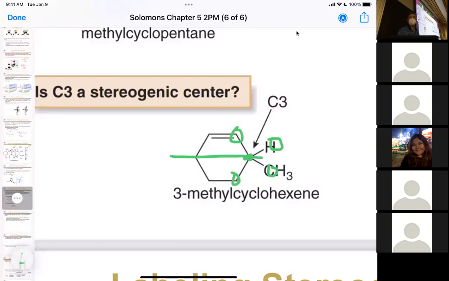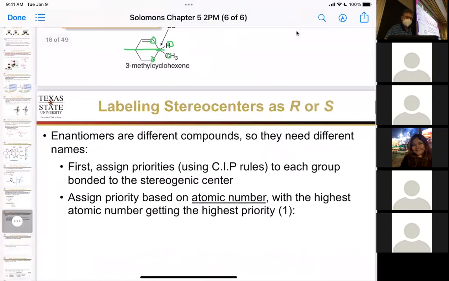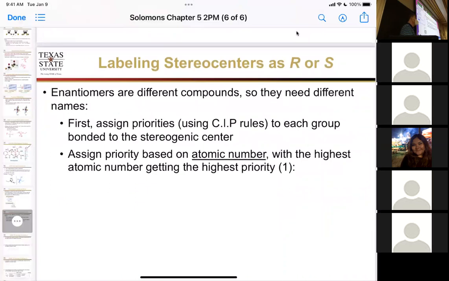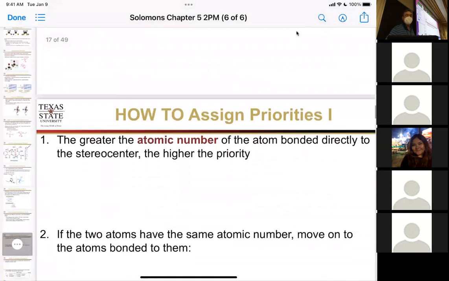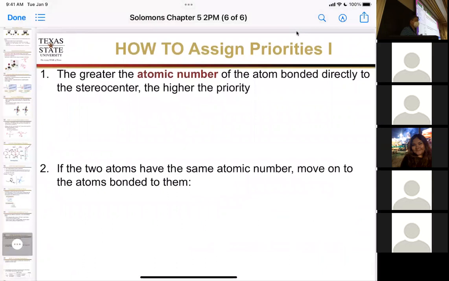Okay, so now we get to the part where we ask what's the difference between R and S? We have to learn our labeling system to control this. And so we have 4 rules. We only use 3 of them most of the time, but we have a 4th rule on how to label your enantiomers by their R and S name. So the first thing we do is we look at our atoms and figure out their priority by their atomic number, not mass, atomic number.